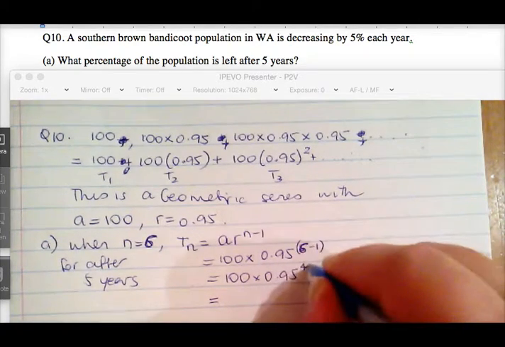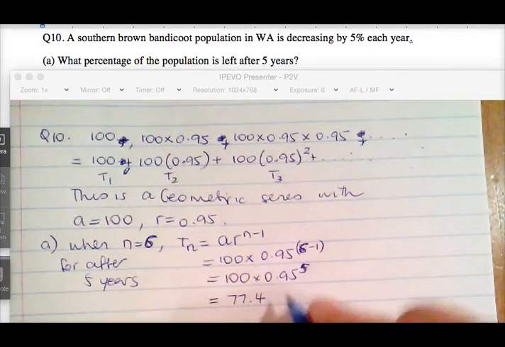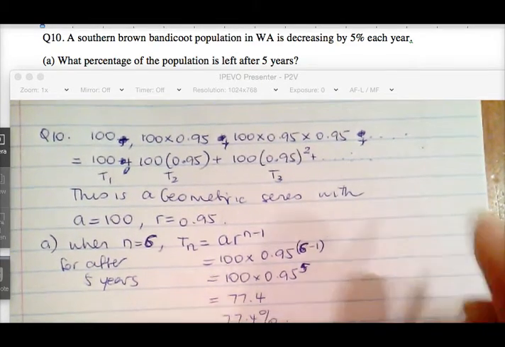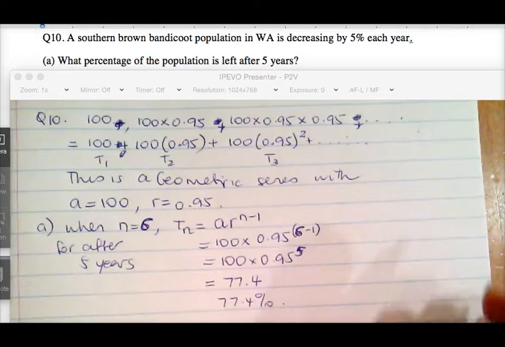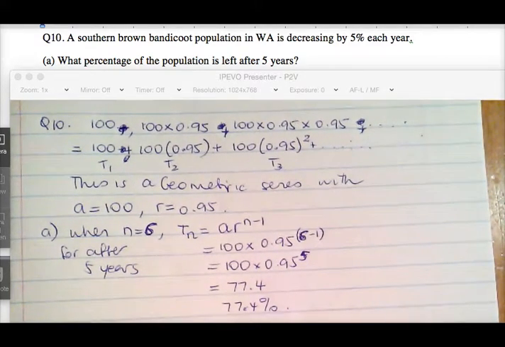So it's 6 minus 1. So we want 100 times 0.95 to the power of 5, which is approximately 77.4. So therefore we will say 77.4% of the population is left after 5 years. Okay, so just be really careful with those as well.